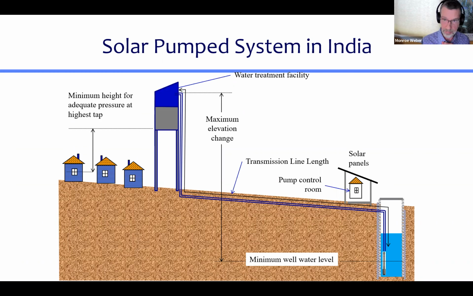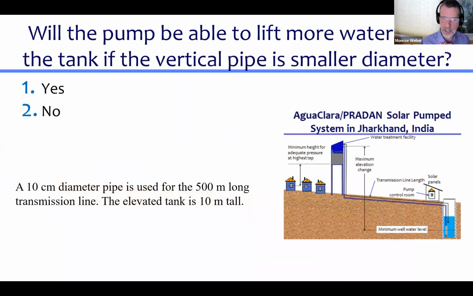piped water system. And the question for you is, will the pump be able to lift more water up to the tank if the vertical pipe, so the vertical pipe is the section running up the side of the tank. Will the pump be able to lift more water up to the tank if the vertical pipe is smaller in diameter? Yes or no?